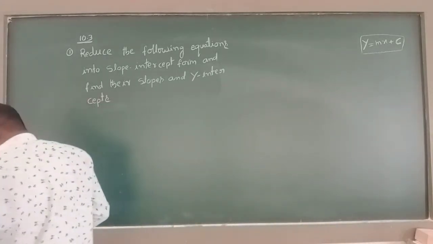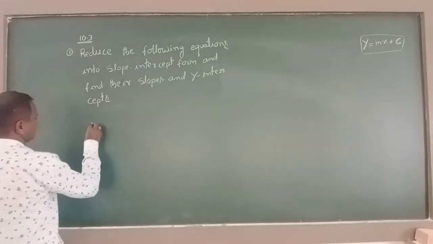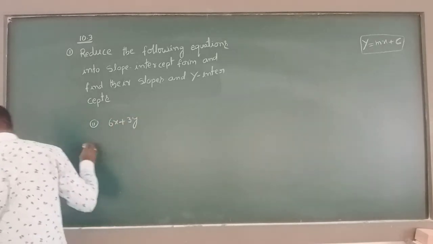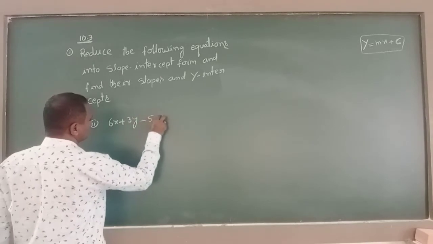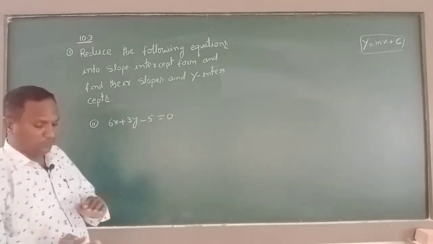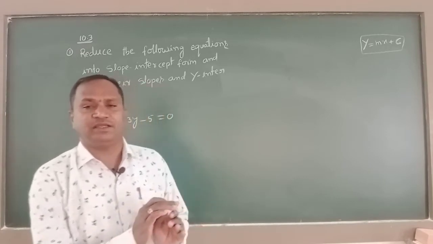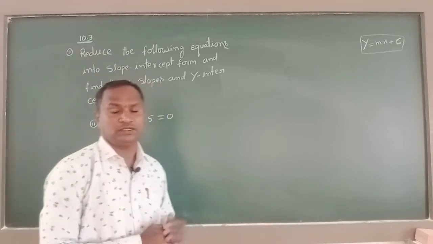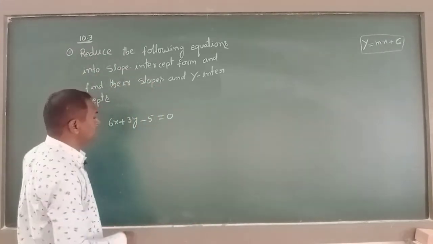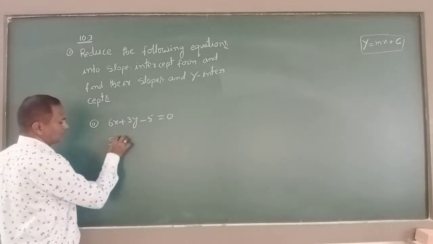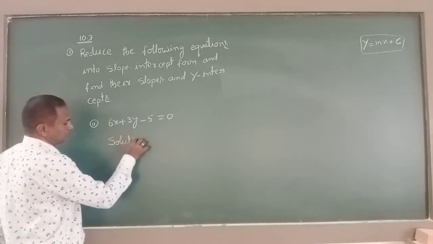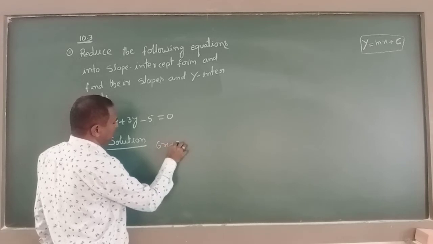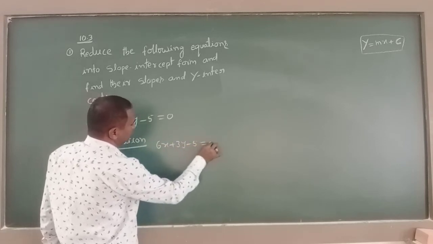The second question is 6x plus 3y minus 5 is equal to 0. The same way we solved the previous question, similarly we are going to give the solution for this question also. I will show you how. Let us now give the solution for this question: 6x plus 3y minus 5 is equal to 0.